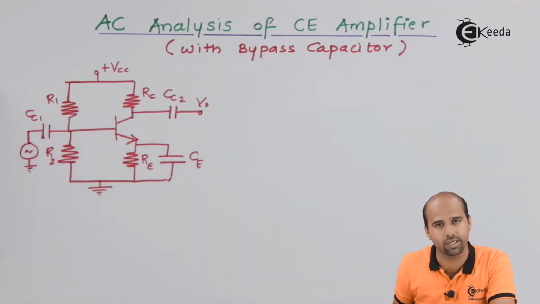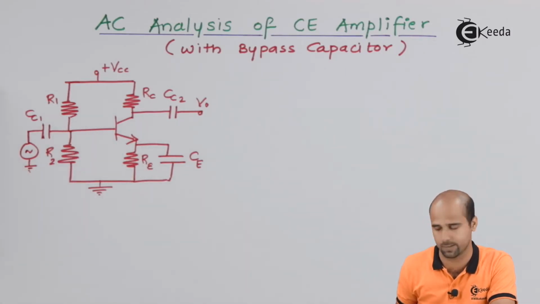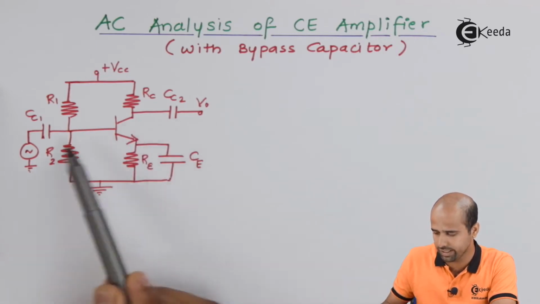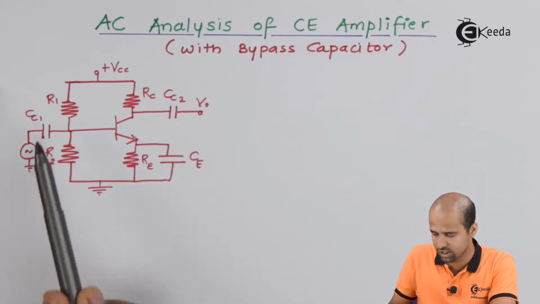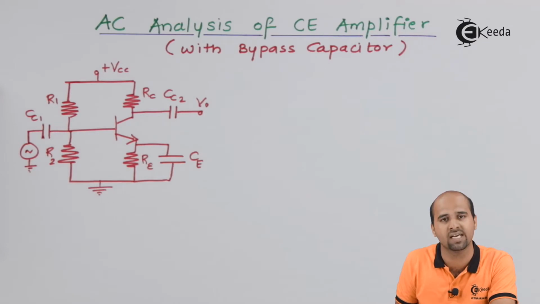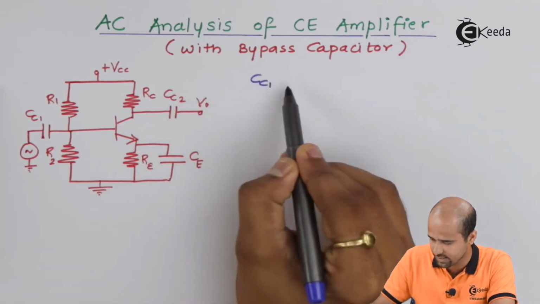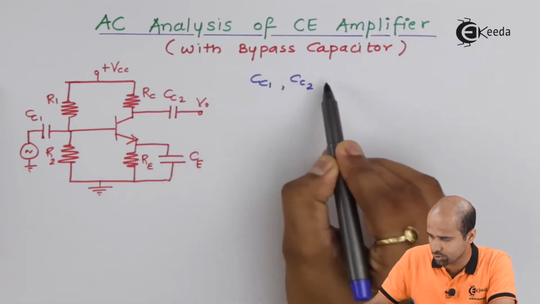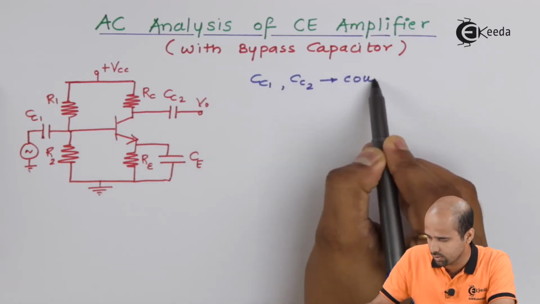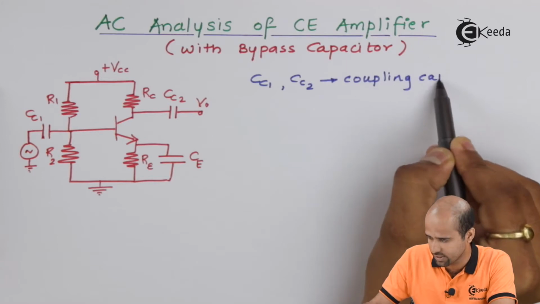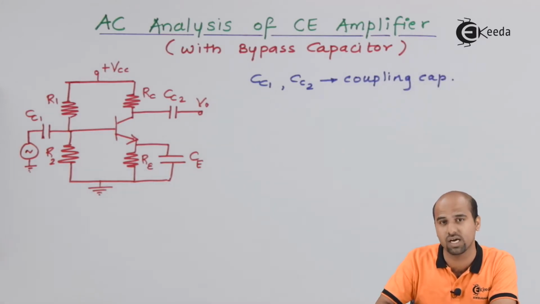Here this circuit is a voltage divider bias. More than that, three capacitors are placed. These two capacitors are called coupling capacitors. We'll write this as CC1, CC2 are coupling capacitors. These capacitors are just placed to couple different stages of amplifiers.